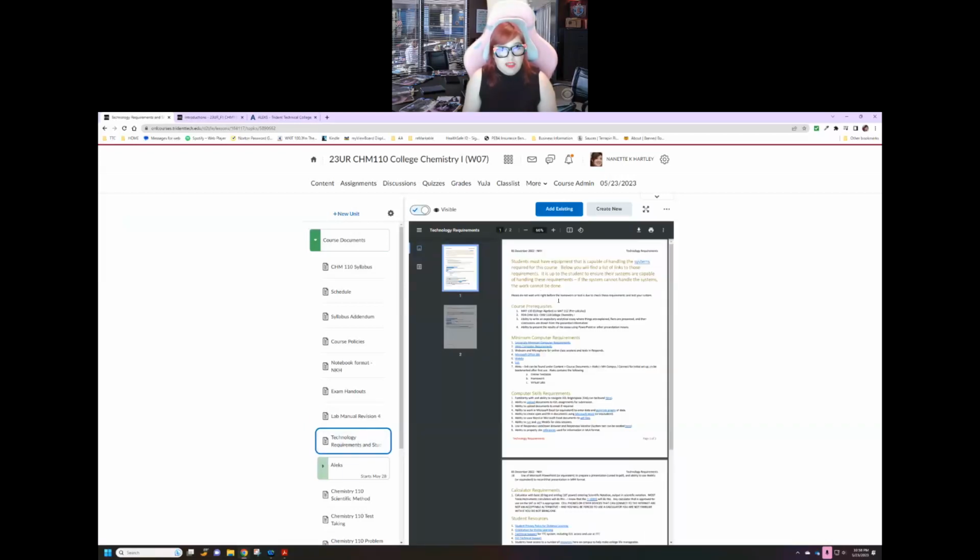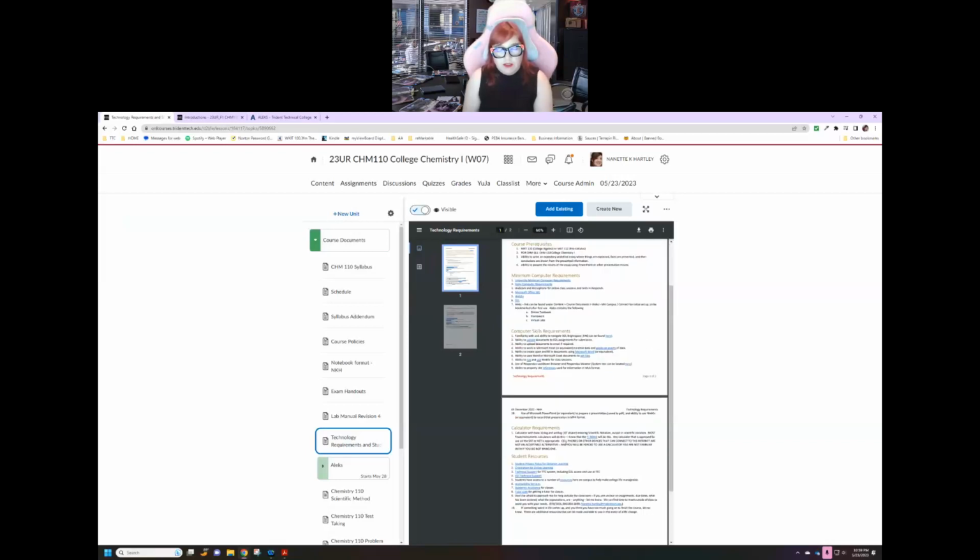There's also a list of technology requirements, things that you need to be able to do. So not only in terms of the actual equipment, but also your computer skills and your calculator. You need to have a calculator that is capable of doing scientific notation and scientific logs, anti-logs, that kind of stuff. So that's really important. Most TI calculators will do all of that stuff.